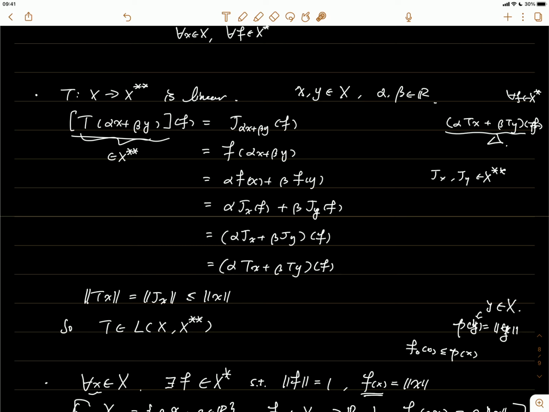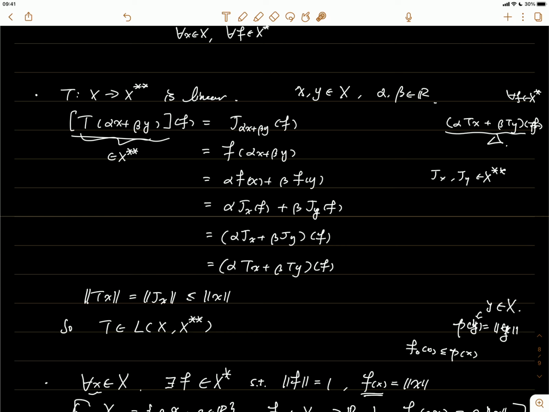Okay. And moreover, in this case, you can imagine that this X double star is generally larger than this X, because X seems to be a subset of the bidual. And also X can be isometrically embedded into the bidual since the norm is kept.